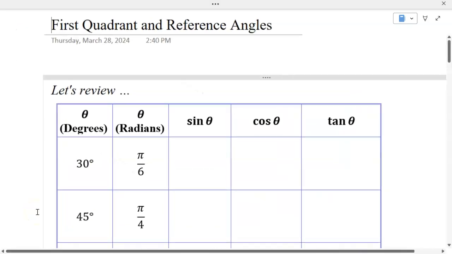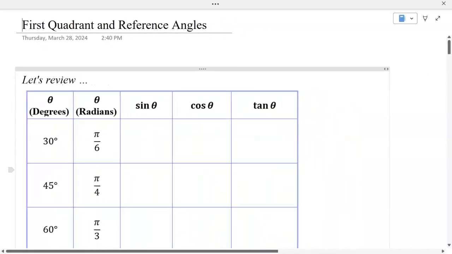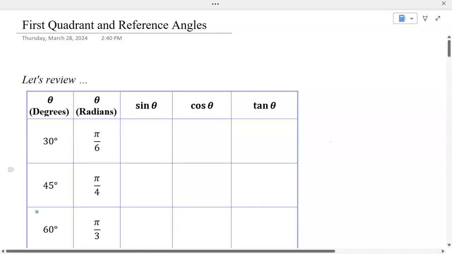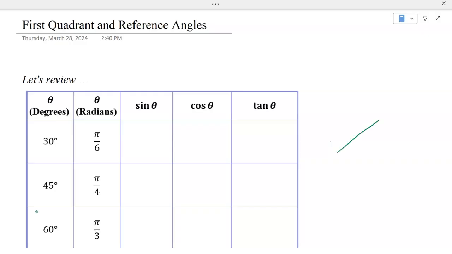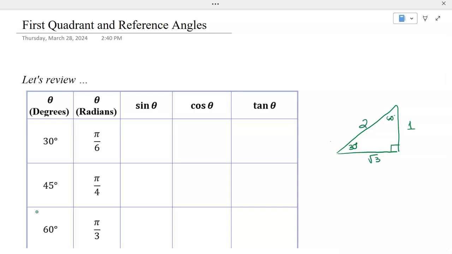Before we get started today learning the new material, let's review how we could find our sine, cosine, and tangent of our special right triangles just using our triangles from geometry. So we know that a 30-degree angle, we could use our conversion to figure out that that's the same as pi over 6 radians. So if we're trying to find the sine, cosine, and tangent, we can just use our standard triangle we learned from geometry, where our short leg is going to be 1, our long leg is going to be the square root of 3, and our hypotenuse is going to be 2.